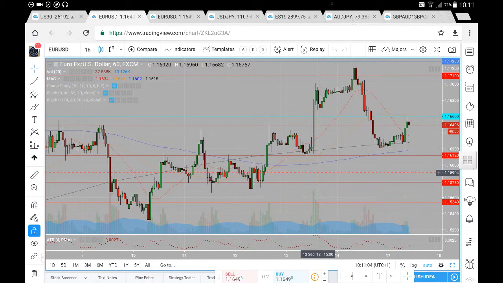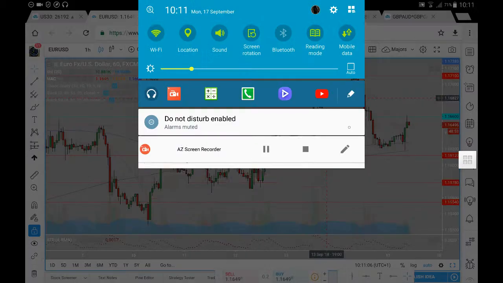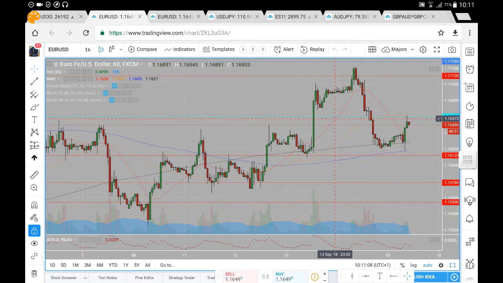So this is Euro dollar analysis for Monday the 17th of September. Now let's just have a look at the prices. Previously we had prices trade above the 1720, didn't quite get towards that 1728. Came within a couple of pips of that 1728.